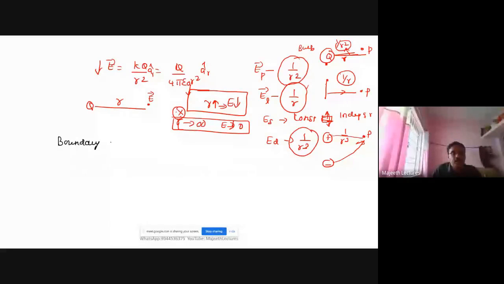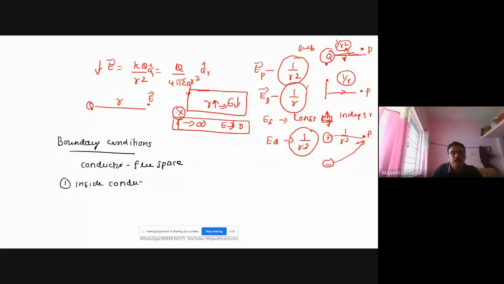Boundary conditions of the electric field, right? So here at the conductor surface, or conductor and free space, the thing we must know is that inside a conductor, the electric field is 0. They will ask this question in a lot of exams, so we must know. Inside a conductor, the electric field is 0.